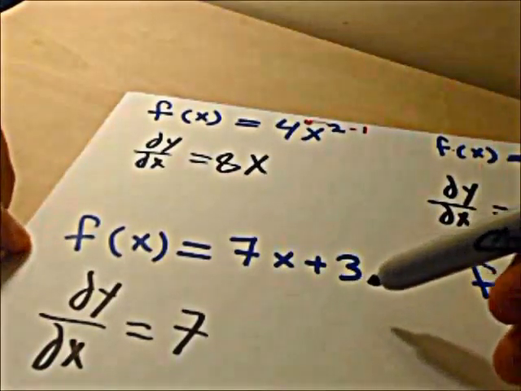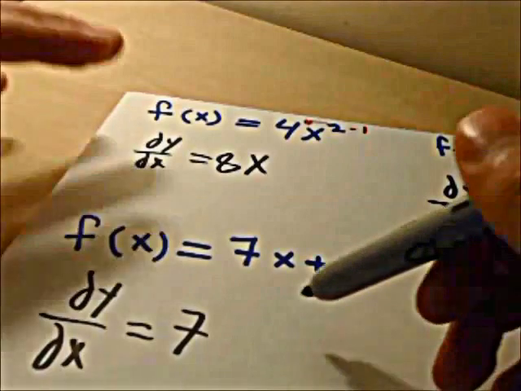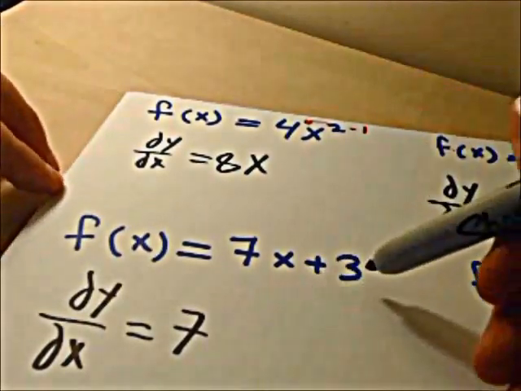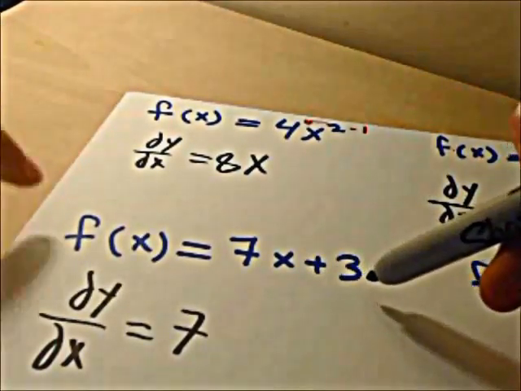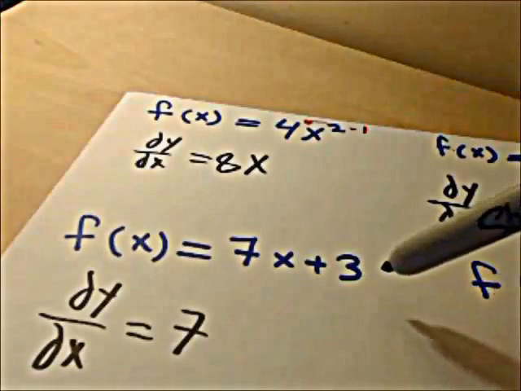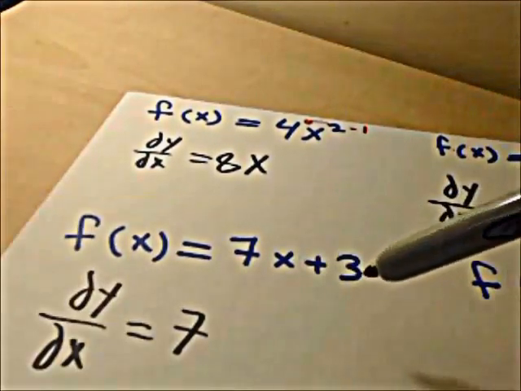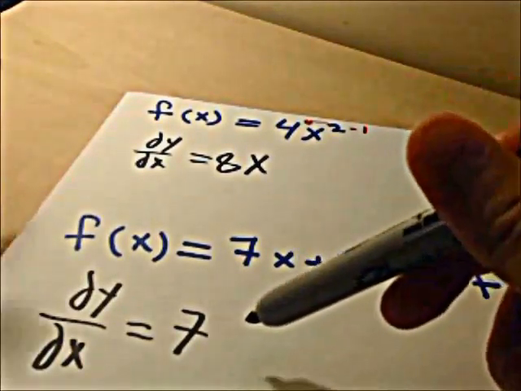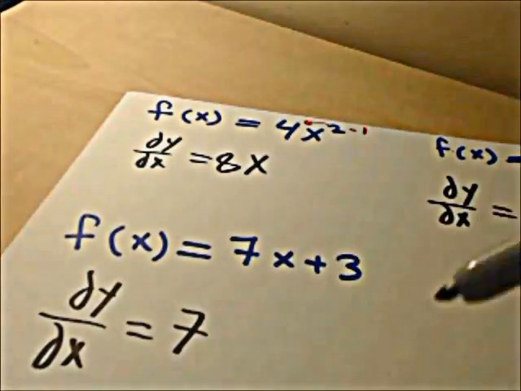And for the constants, as we said before, the derivative of any constant, if there's no x or y, any variable, just a constant, is 0. So we don't have to write plus 0, just leave it as it is.